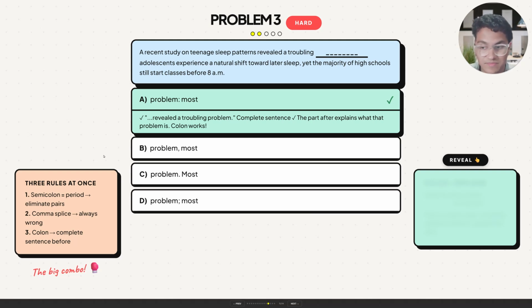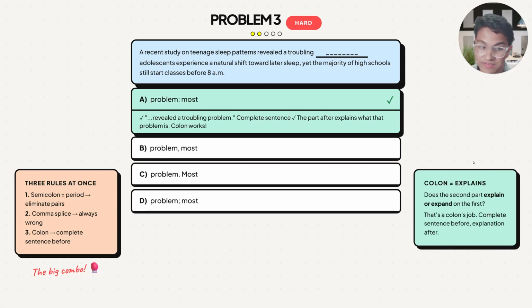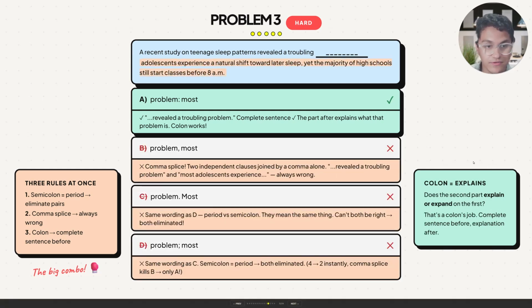Right now we're having 3 rules being tested, with the semicolon period helping us eliminate 2 answer choices right there, and then the comma splice, which means right there from process of elimination, we know A is correct. We also know A is correct since the first half is a complete sentence, it hits that rule, and the second half answers the implied question of what that problem was. The problem is that a majority of high schools still start classes before 8 a.m. This time the colon explains what that first half is, which means the colon is doing its job.